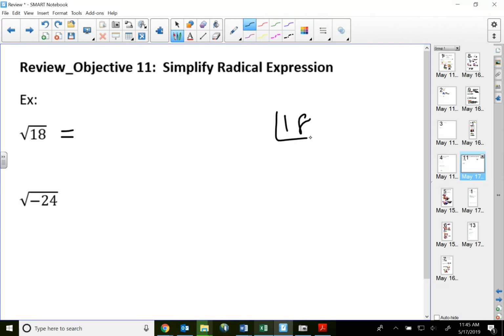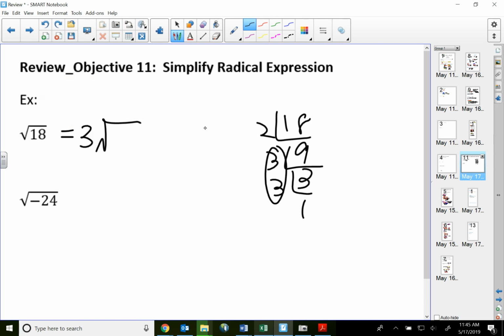All right, for 18, 2 goes into 18 9 times, 3 goes into 9 3 times, 3 goes into 3 1 time. So these two 3's will go outside as one of them, and the 2 will stay inside. Sorry about that. Now, back to the cube root of 18, looking for 3 of the same numbers to go outside as one of them. Since I don't have 3 of the same factors of 18, this 18 doesn't need to be broken down, because nobody can go outside. So we would just keep it as the cube root of 18.